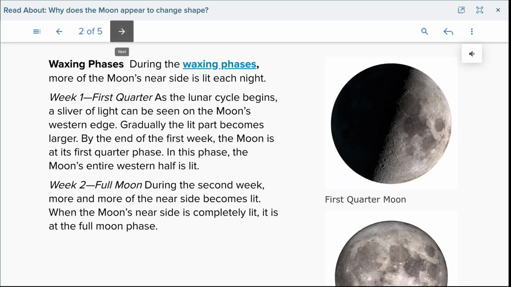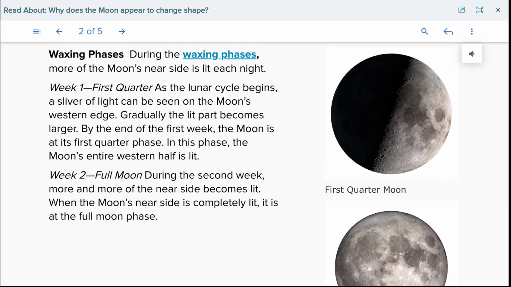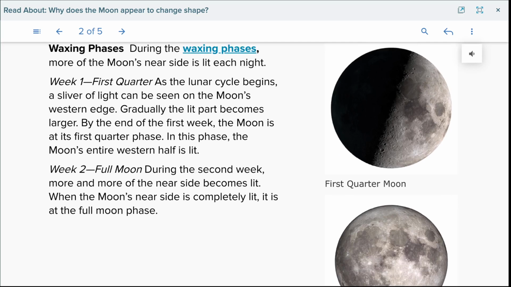So, during the waxing phases is when we see more of the moon's lit side each night. During the first week is the first quarter. As the lunar cycle begins, a sliver of light can be seen on the moon's western edge. Gradually, the lit part becomes larger. By the end of the first week, the moon is at its first quarter phase. In this phase, the moon's entire western half is lit.